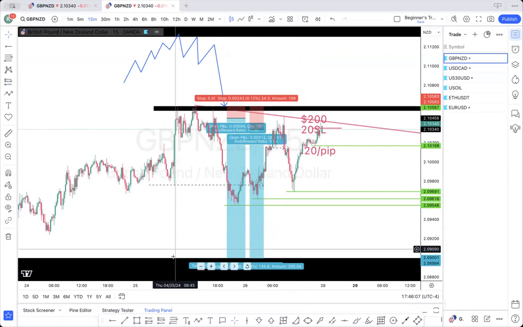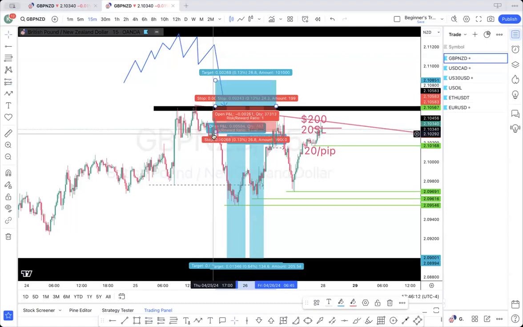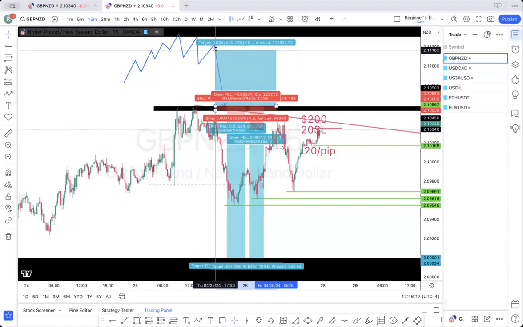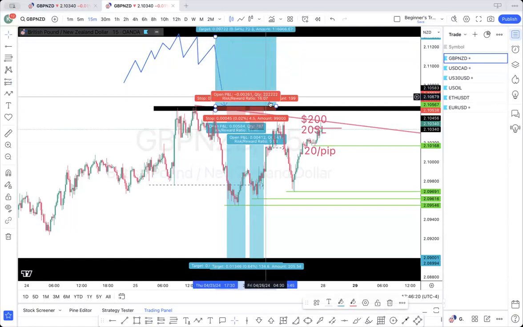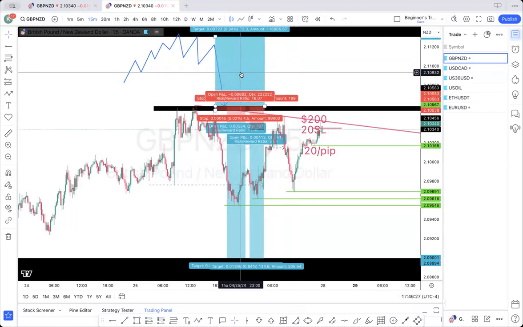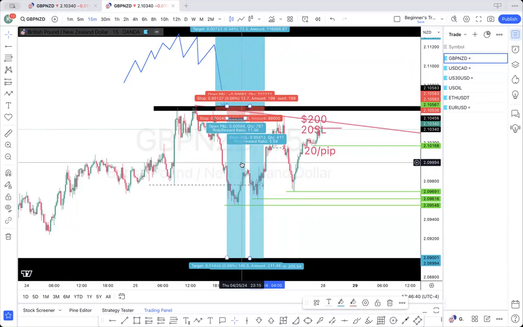So here's the hedge here. And then you would target here. Again, the hedge would be equal to your two that you thought were going to sell.